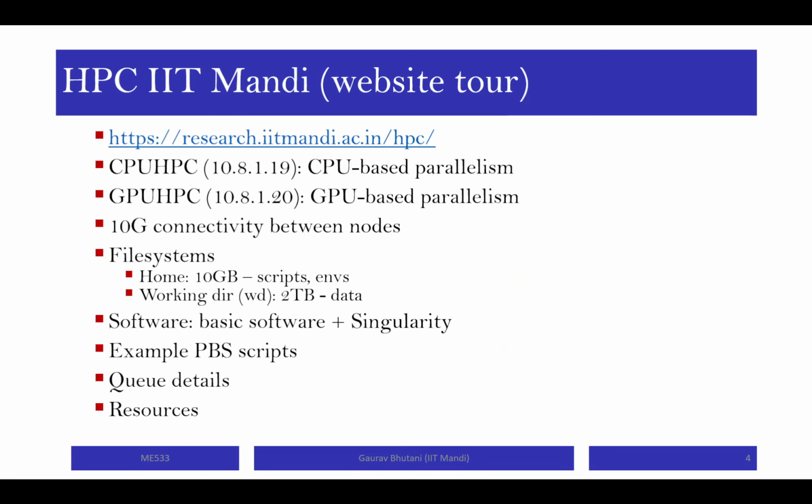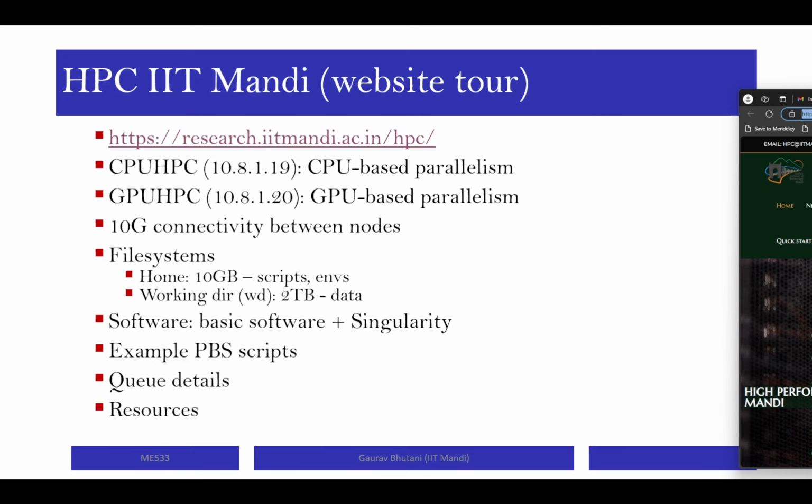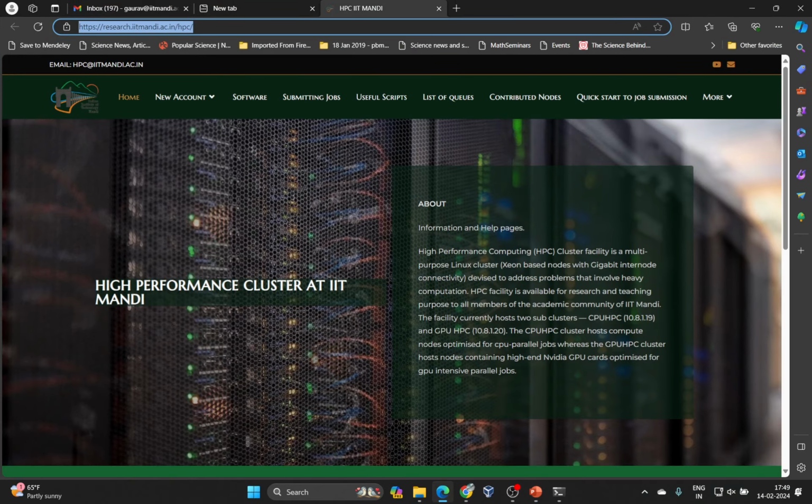So let's do a website tour, and through this website tour I'll talk about different aspects. So let's click this. The website URL is research.iitmandi.ac.in/HPC. It's also available on Insight. On the left hand side, there is a link available. Right. So, if you click, there is no dark mode, light mode, and that is the only color we have. Hopefully, you can see the website.